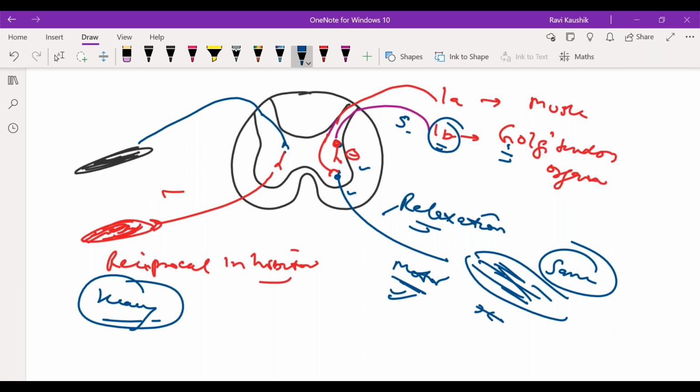With a jolt, within a second, what happens? There is this dropping of the weight. And this dropping of the weight is due to this Golgi tendon organ. And this is due to this IPSP, which is being produced by this interneuron. This interneuron releases the inhibitory mediator, this peptide, an inhibitory signal, therefore leading to inhibition.